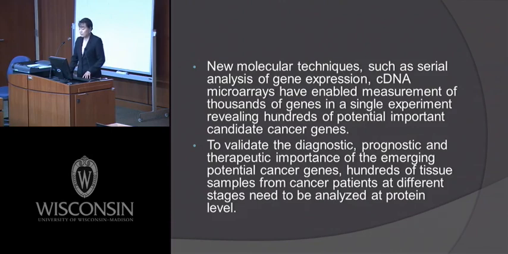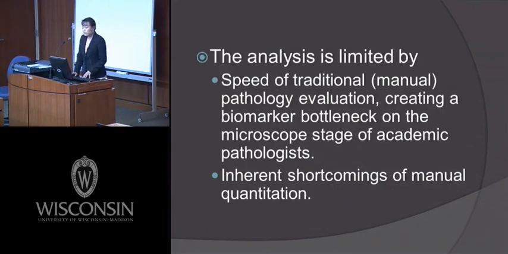So to validate the diagnostic, prognostic, and therapeutic importance of the emerging potential cancer genes, sometimes hundreds of tissue samples from cancer patients at different stages need to be analyzed at the protein level. However, the analysis oftentimes is limited by the speed of evaluation, creating a biomarker bottleneck on the microscope stage of academic pathologists, and by the inherent shortcomings of manual quantitation.